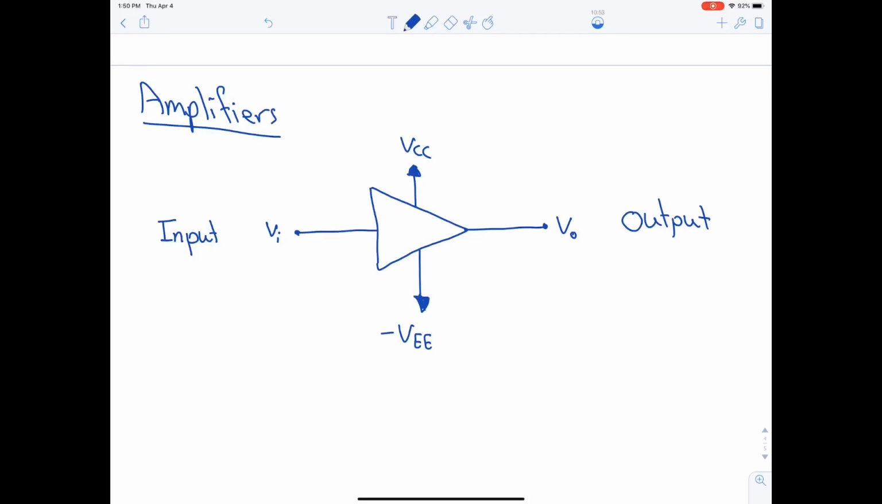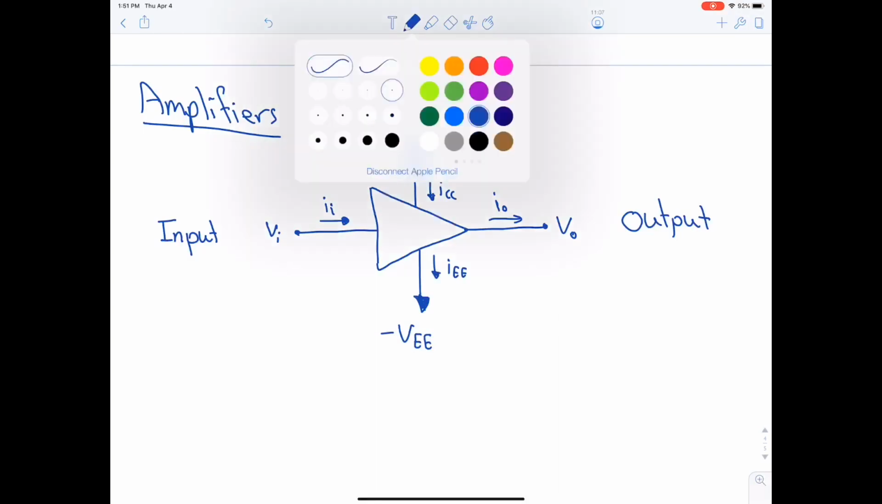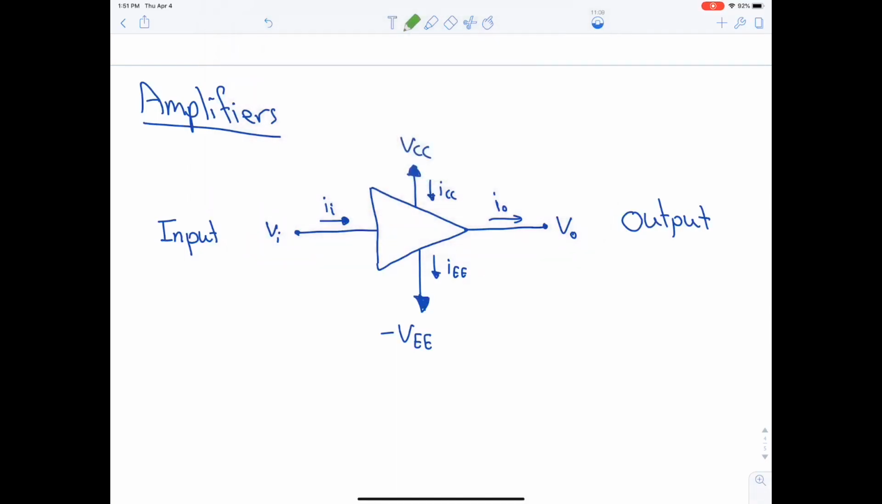Let's now move on to the currents. Here, this is the I input, the input current. This is the output current. We have here the ICC current and the IEE current. Both of these are called DC power supplies.